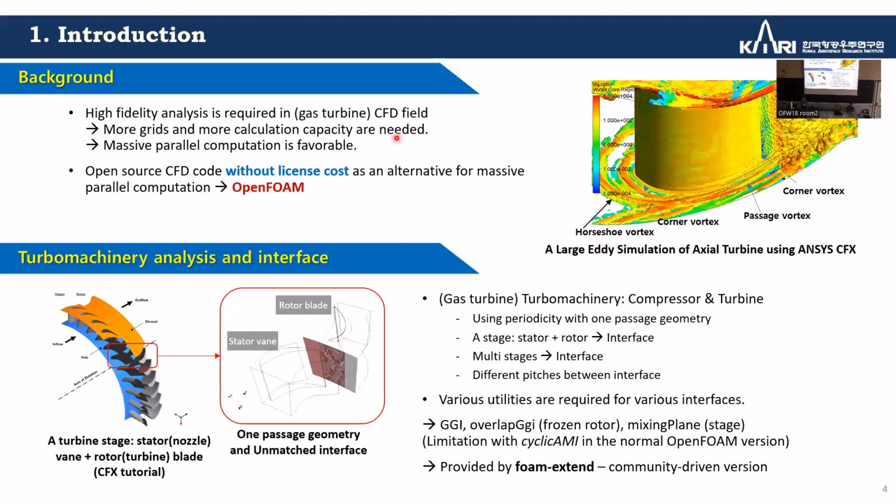For the analysis of turbomachinery, for example a compressor or turbine, it usually consists of stator and rotor, and they have periodicity, which means you can use a periodic interface. They also have an interface between the stator and rotor, and they have several stages, so they also have interfaces between the stages.